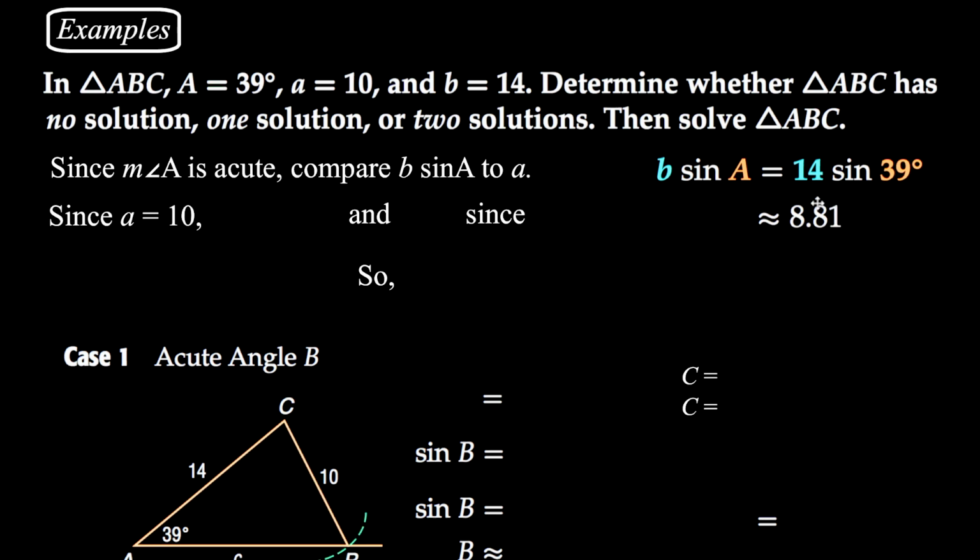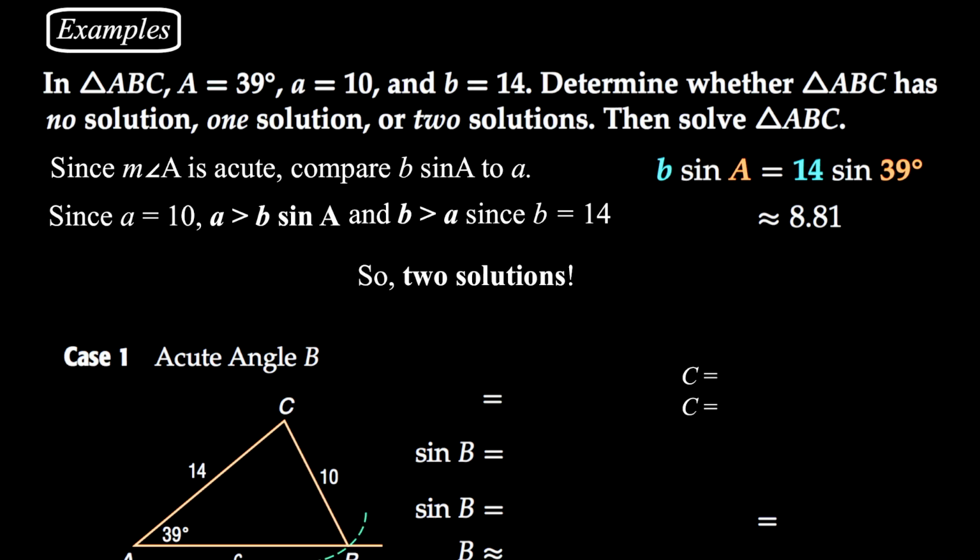Yes, it is. So this is different than the last slide. a is bigger than b sine A. But b is greater than a as well. So we know side b is greater than 10. So we know that we have two solutions. This was down on that lower left side a couple slides ago. So we're going to have two different solutions.